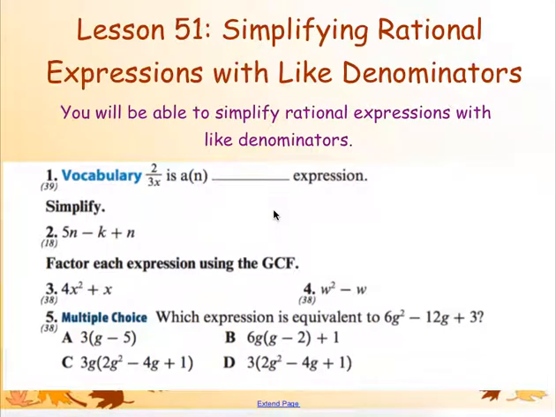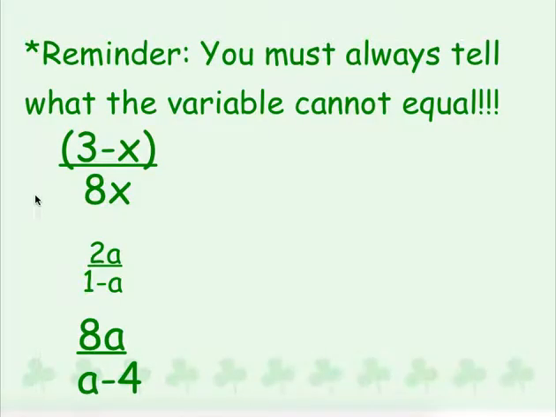Algebra 1, Lesson 51, we are simplifying rational expressions with like denominators. So being able to take those fractions that have variables in the denominator and be able to add and subtract them, but also simplify them and state their exclusions. Remember, when we're talking about rational expressions, we must always state the exclusions, meaning what number the variable cannot equal because it would make the denominator 0.